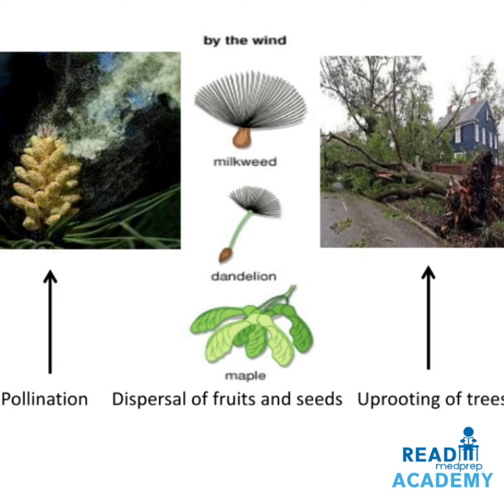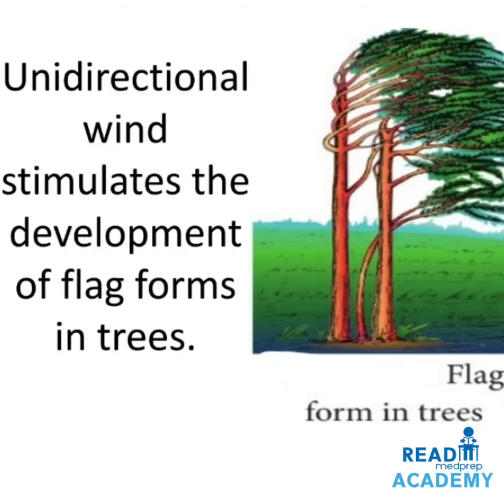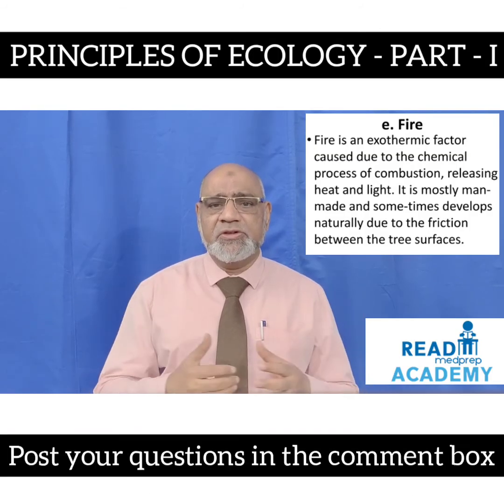Here in this image you can see pollination occurring by wind. In the center image you can see the dispersal of fruits and seeds which are adapted to be spread by the wind, having small feather-like or hair-like structures, and the seeds are lightweight. On the right side you can see the uprooting of the trees. Unidirectional wind blowing will stimulate the development of flag forms in trees, where you can see the image on the right side.